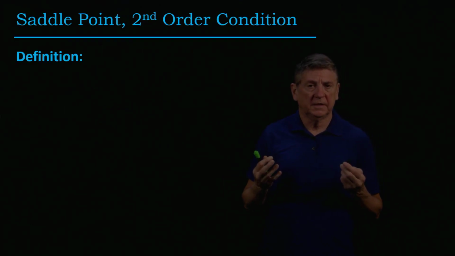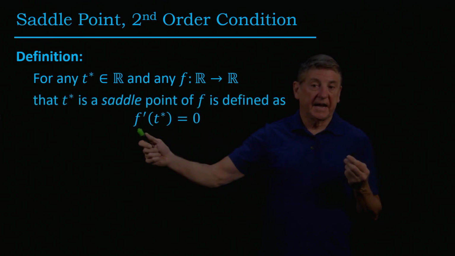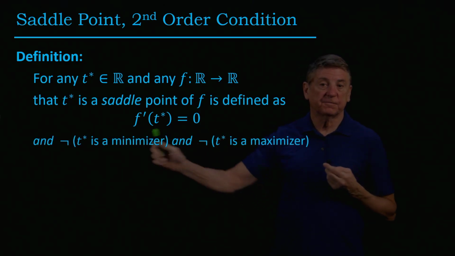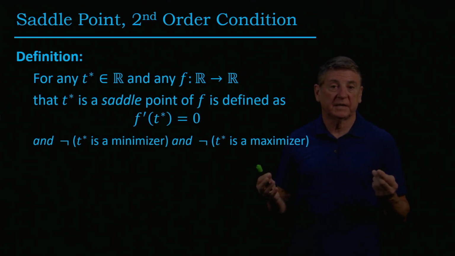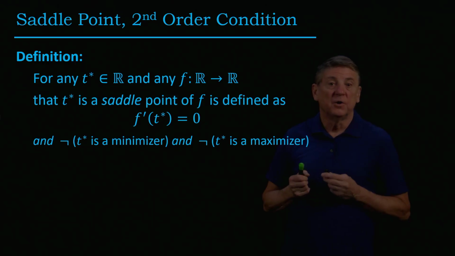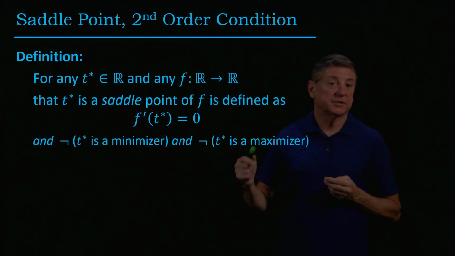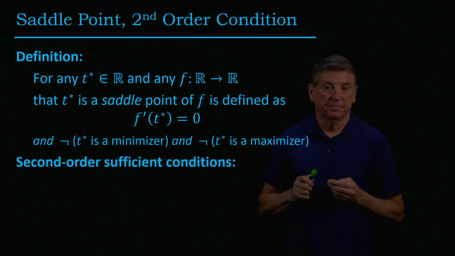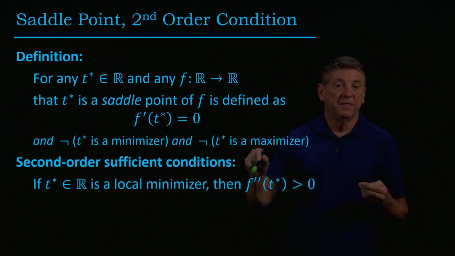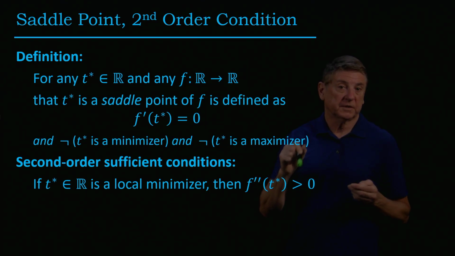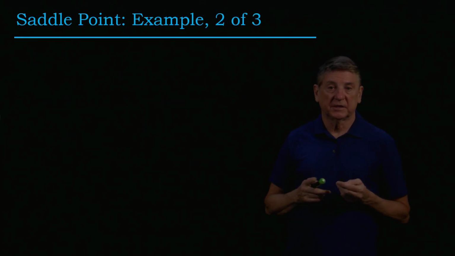A saddle point is something with a second order condition, and that is, it has to be a stationary point, and it's not a minimizer and it's not a maximizer. So saddle points for scalar arguments are defined in terms of nots. That is, it's not something that is locally a minimum, and it's not something that's locally a maximum. A second order sufficient condition is that if something's a local minimizer, then its second derivative is always strictly greater than 0. So let's go through an example and see what this looks like.